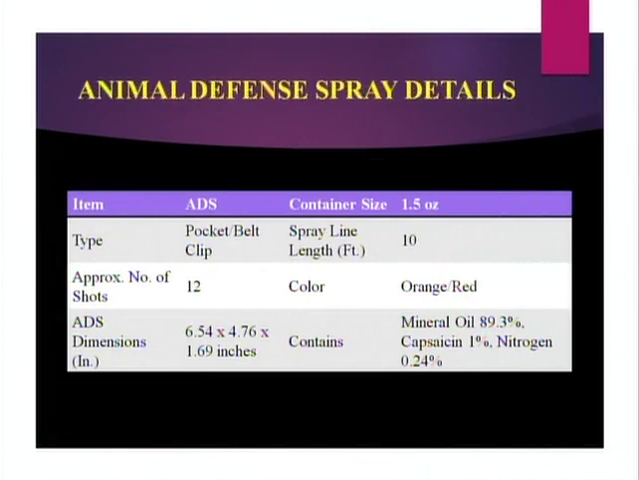So basically, it's a pocket belt clip model that we're using. The spray line is approximately 10 feet. The canister is about 1.5 ounces and the maximum number of shots is 12. Like I said before, the color is going to be orange or red. The ADS dimensions are 6.54 by 4.76 by 1.69 inches. It contains 1% calcium, and the rest of the makeup is nitrogen 0.24%, mineral oil 89.3%. These are the details that make up the ADS.